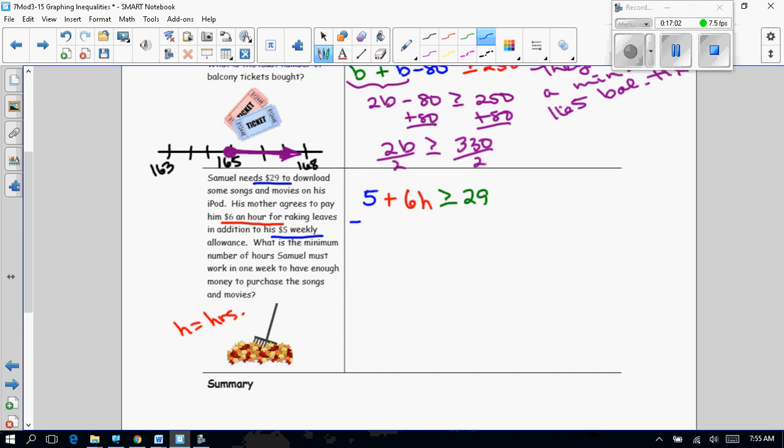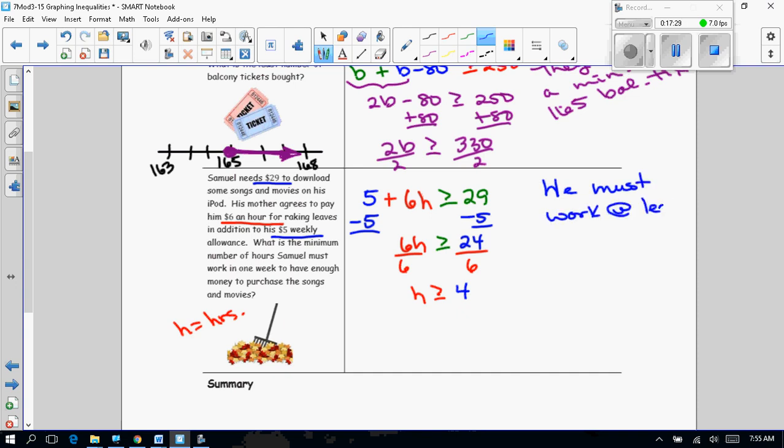All right, so I'm going to subtract the $5 over to the other side, and I get 6H is greater than or equal to 24. If I divide both sides by 6, I find out that H is greater than or equal to 4. So he needs to work at least 4 hours, right? He must work at least 4 hours raking leaves. And this time of year, perfect, right? There's lots of leaves to rake.